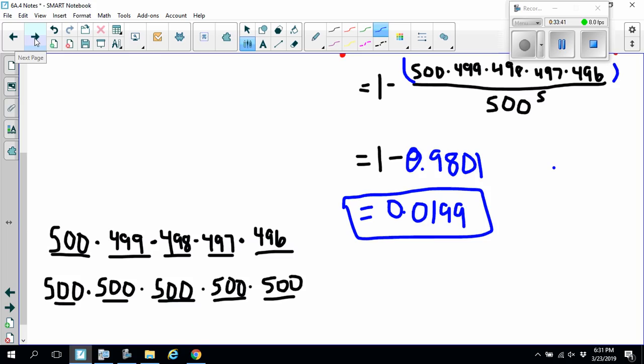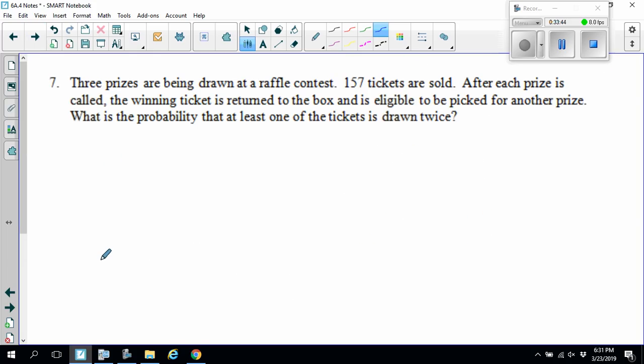Okay, let's get to number 7. Number 7 is going to be very similar to number 6, and this is what I would like you to do. I would like you to pause the video, look again at number 6, and look at how we did the formatting of it, because the formatting is going to be very similar to number 7. Go ahead and set up number 7 and find your answer.